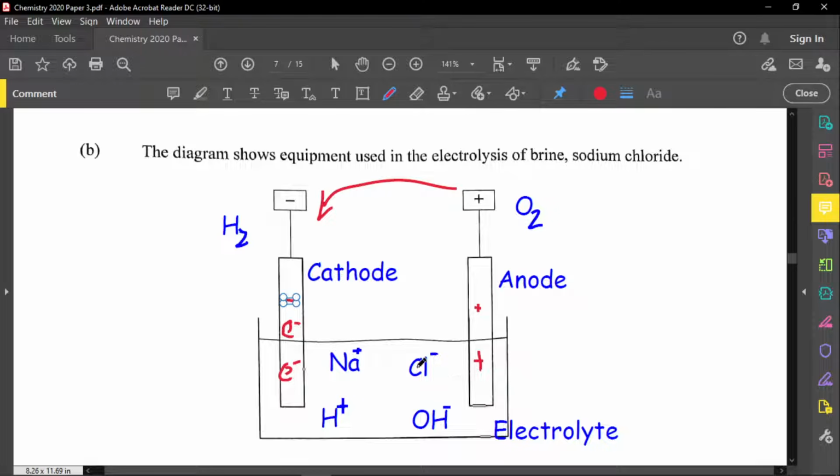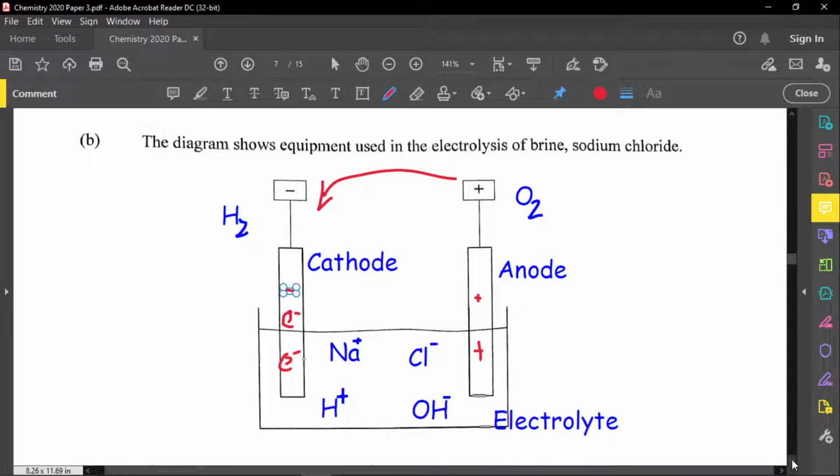Because remember, the reason why chlorine and hydroxide are negative is that they have excess electrons compared to protons. And sodium and hydrogen are positive because they have fewer electrons compared to protons. So they go in here to receive electrons to become neutral, and these will go towards the positive side to give up the excess electrons, and they will become neutral. All right, so just note what is happening there.